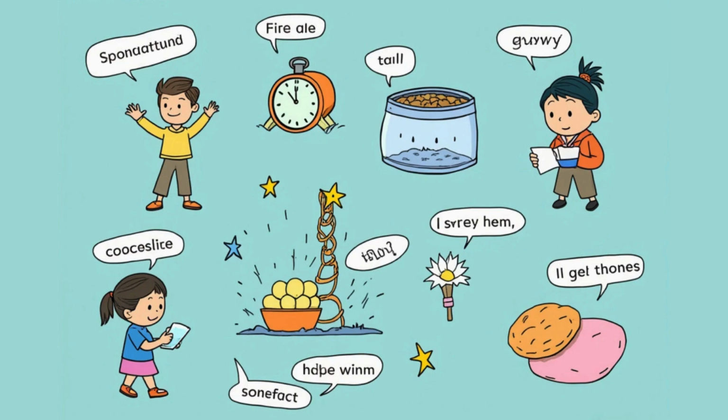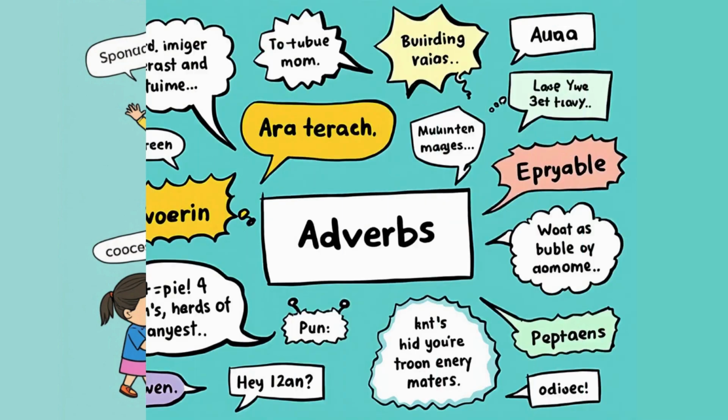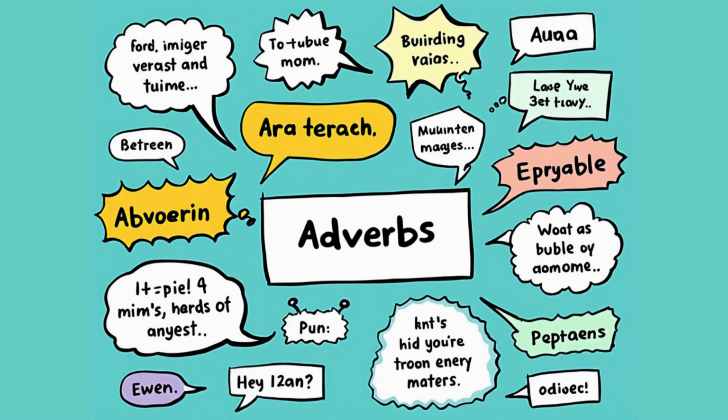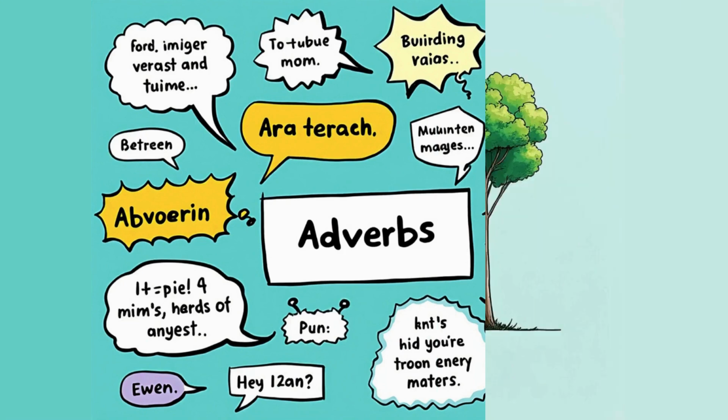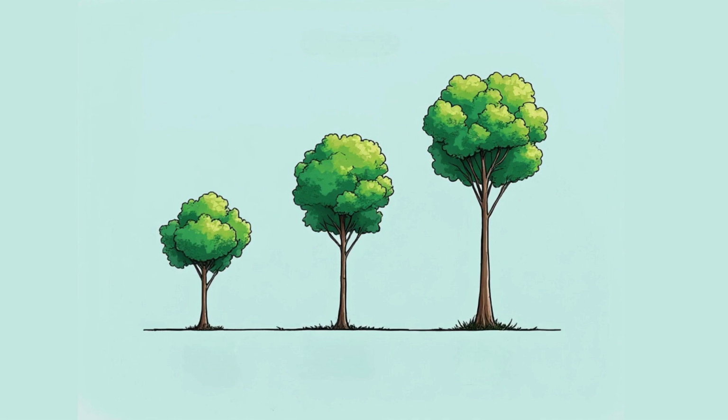The power of articles. They can completely change the meaning of a sentence. Right, a cat could be any cat. But the cat implies that we're talking about a specific cat that we both know. It's all about context and shared understanding.